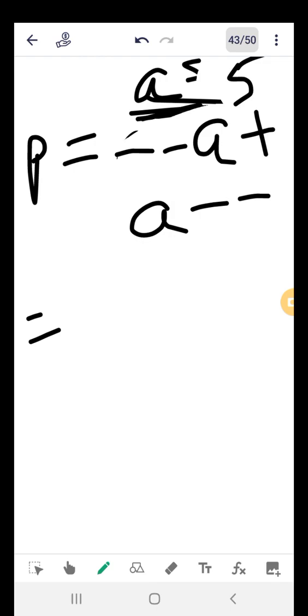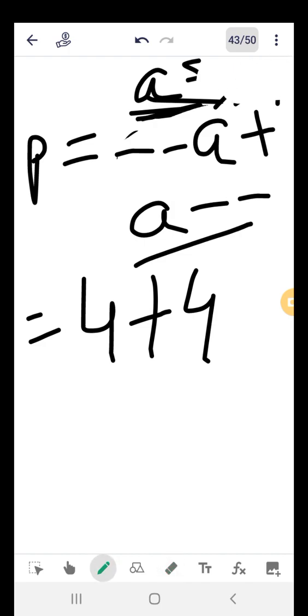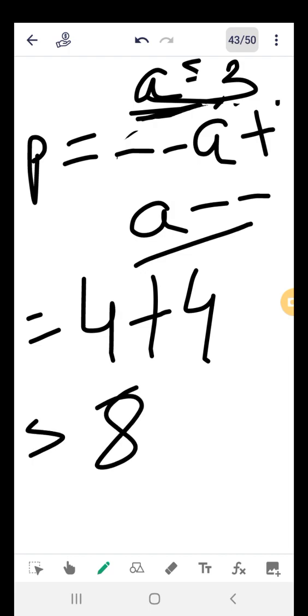So first, minus minus A. The value of 5 will decrease by 1, so it will become 4. Then it will be used here. Then plus, then A minus minus. What was the value of A? It became 4 already. We will use the value of 4, and then it will decrease by 1, so it becomes 3. Now what's the answer? It is 8.